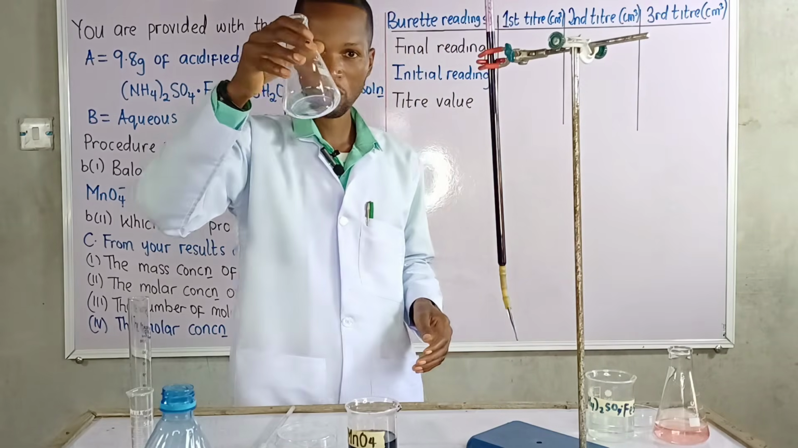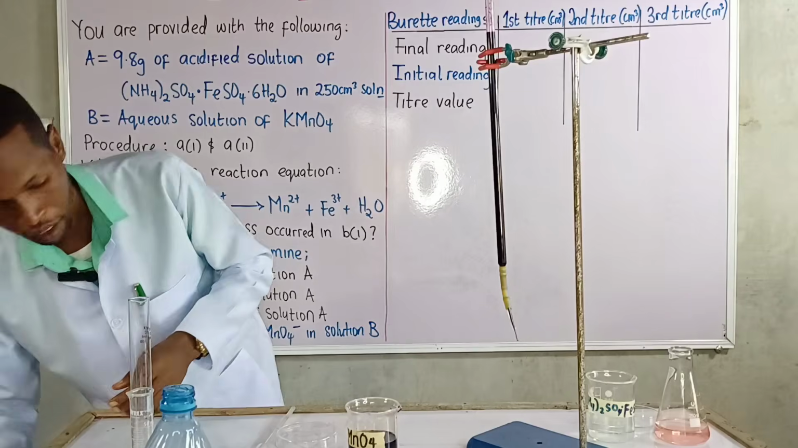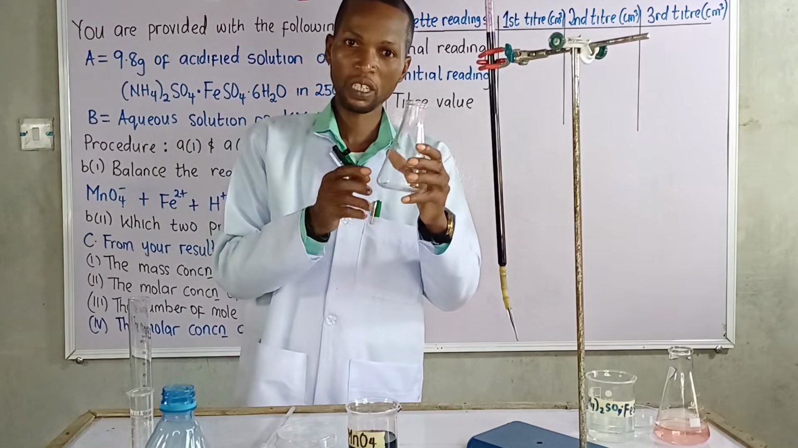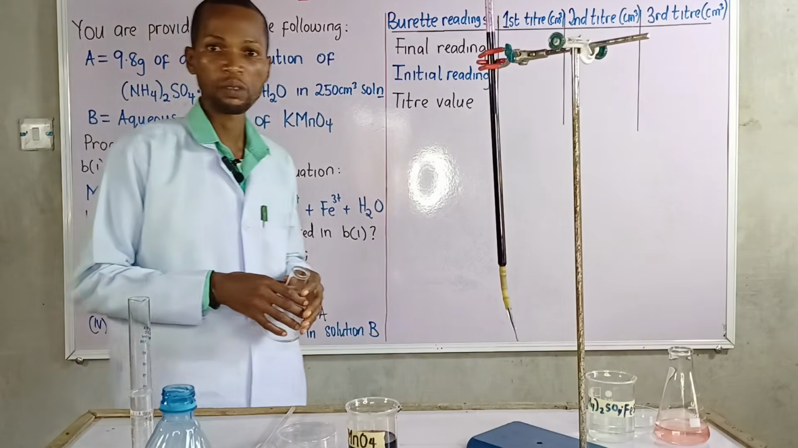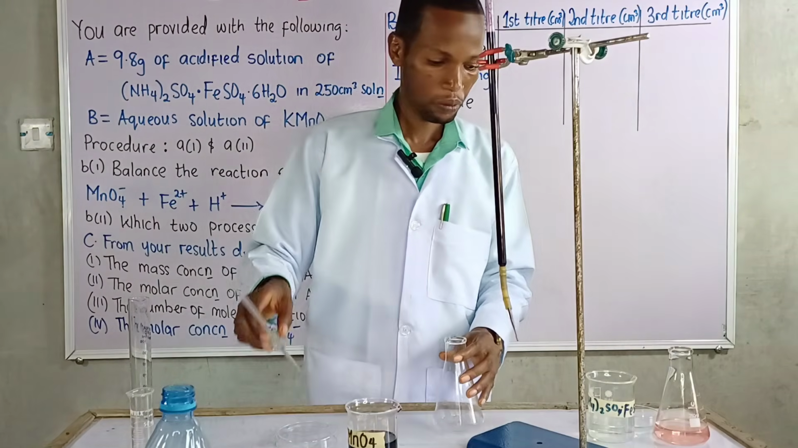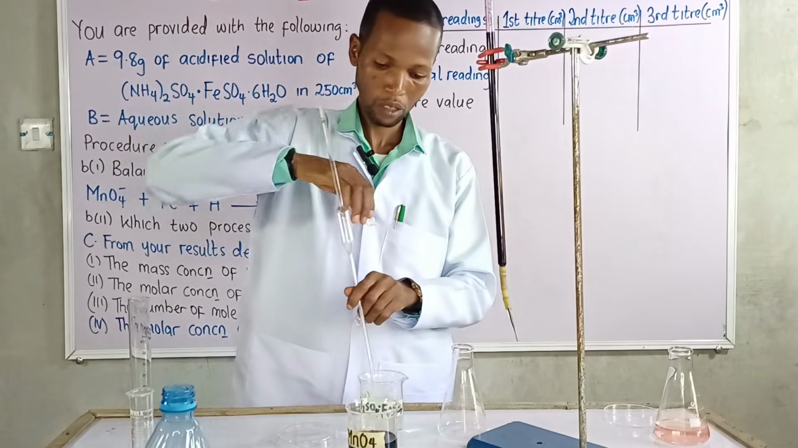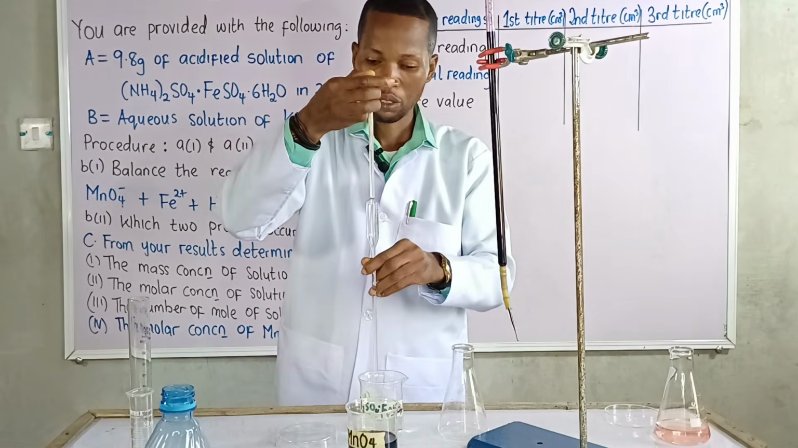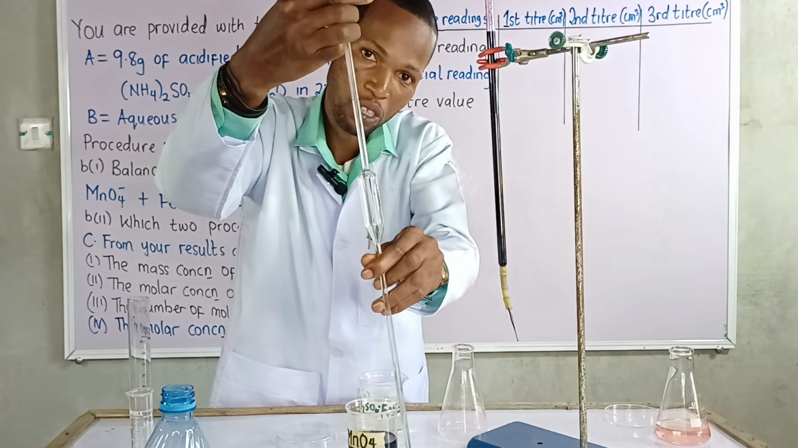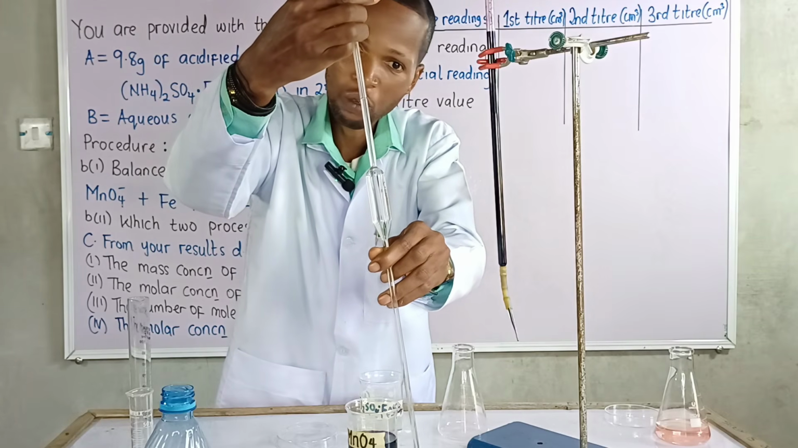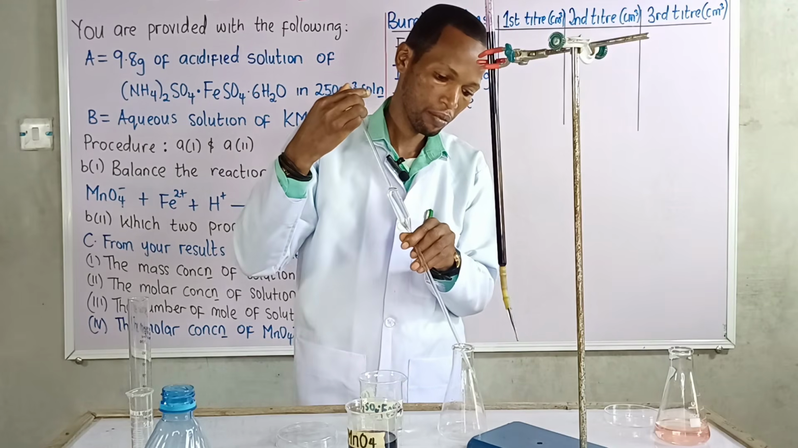Then we are going to rinse the conical flask. So after we've rinsed the conical flask, we are going to pipette solution A. That's 25 cm³ of solution A. So can we do that again for the third titration? So we release gently. Right here I have the accurate measurement, which is the 25 cm³ of the solution A. So I'm going to release this into the conical flask.